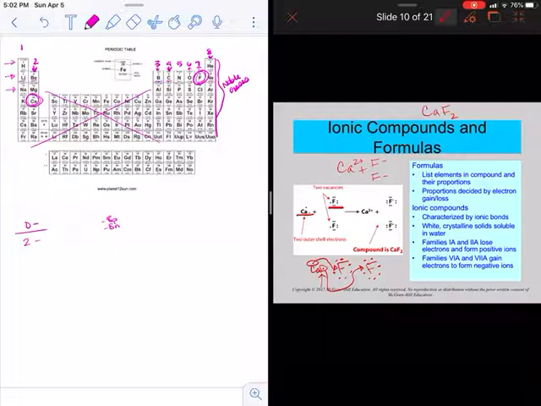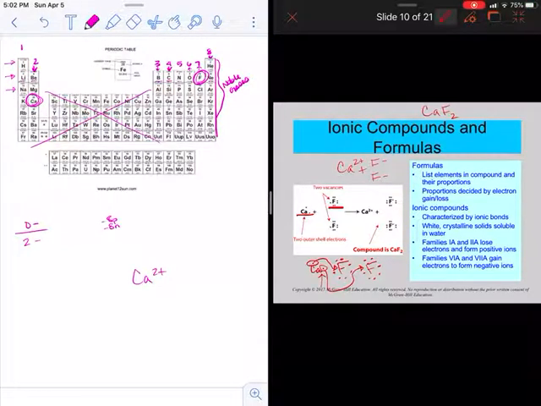Okay, now there's another way, and this comes a little bit later, but I want to go ahead and show you because I just think it is so good to know. It's sort of a shortcut. So what you do is you write the ion for calcium. You know what the ion is for calcium based on what group it is. It's in group 2, so it's got to be 2+.